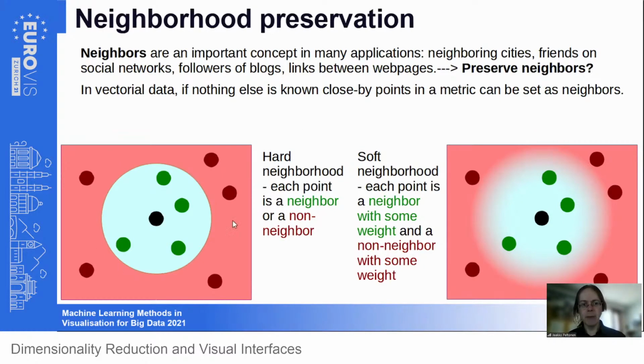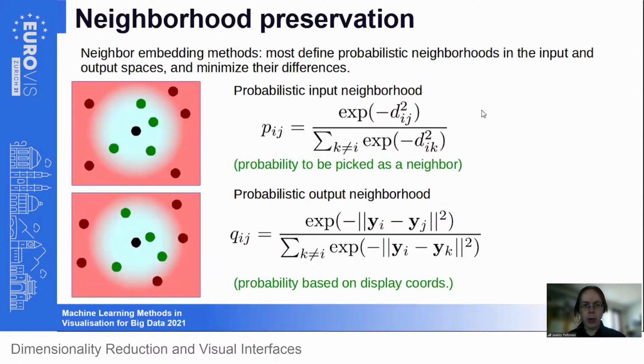But another approach is to still organize data points onto a low-dimensional space, but do that based on neighbors. So you have some definition of which points are neighbors, either hard neighbors or soft neighbors. And then you try to say that, okay, I would like to arrange points so that the same points are still neighbors in the low-D space. There are probabilistic ways of defining those neighborhoods as well. This is one example with a probabilistic input neighborhood. This is a probabilistic corresponding output neighborhood. So you try to match these probability distributions to find your solution for the dimension reduction.